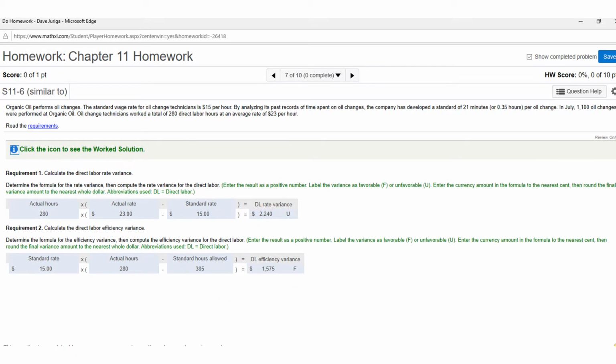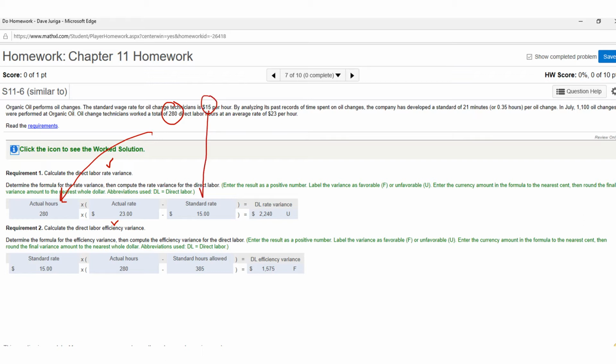Okay, this is number 7 with your Chapter 11 homework. This is going to be your labor variances. You've got the rate variance and the efficiency variance. We'll start with the rate variance. So on the rate variance, you want the actual hours, which is 280. So there's where they're going to pull that number in. And then you're going to multiply that by the difference between what they actually paid and the standard rate of pay. Now the standard wage rate's $15.